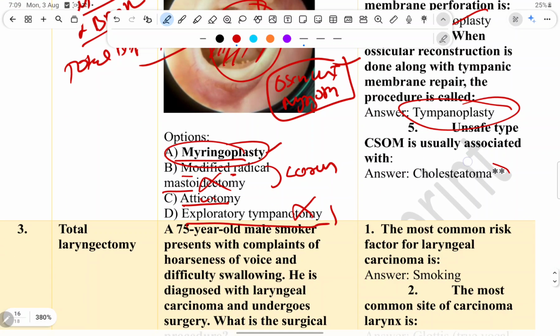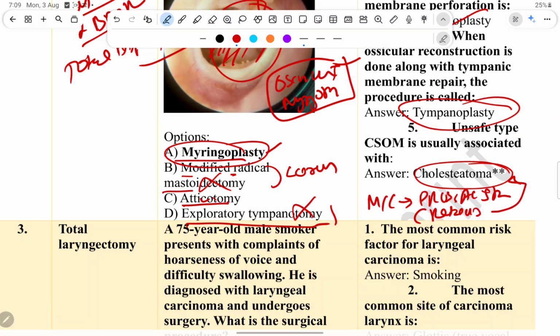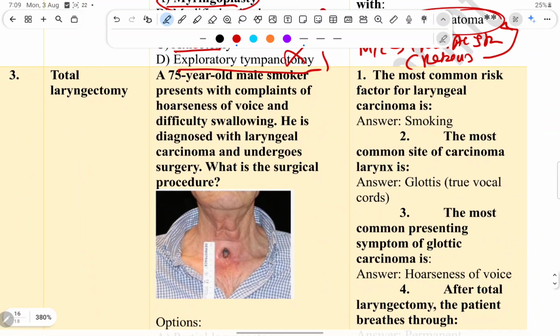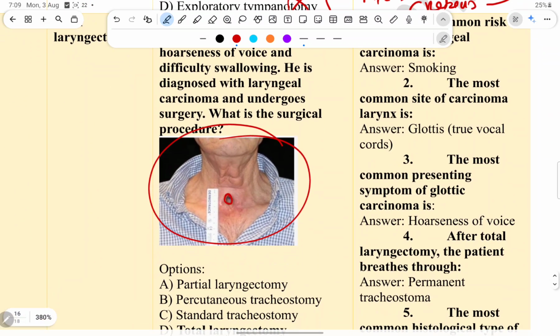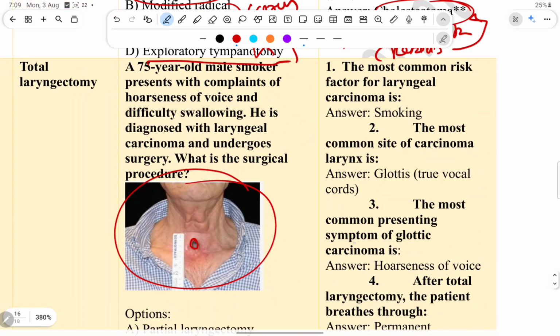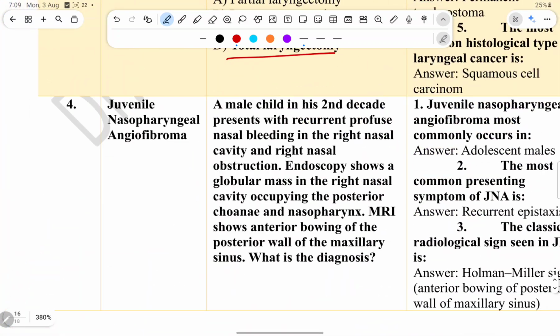Basically, it is ossiculoplasty plus myringoplasty. Unsafe type CSOM is associated with cholesteatoma formation. The most common site is Prussak's space, because retraction pockets are formed there and it leads to the formation of cholesteatoma. Next, this was the figure I was mentioning. Since a hole is mentioned and nothing is visualized, it is a total perforation. We have covered all this in the previous question.